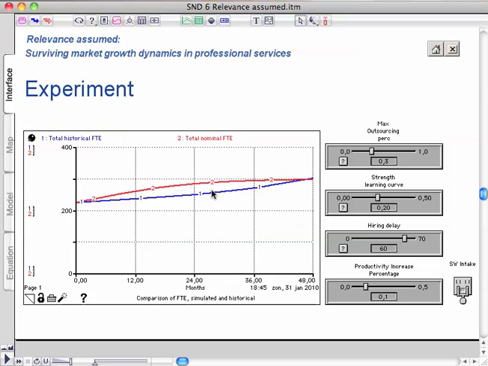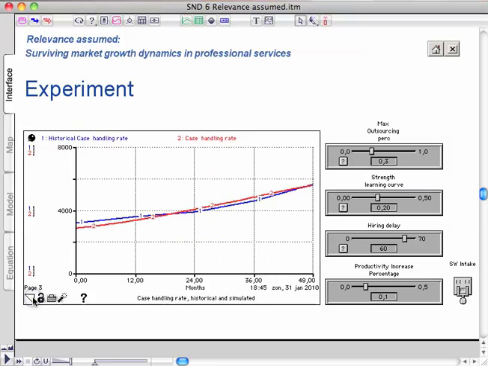Also the historical FTE, the blue line, with the red line, which is the total nominal FTE. Somehow, historically, there has been an even more restrained hiring policy than there is in the model. But there is a nice fit there as well, and also with the case handling rate. So the model nicely mimics what happened in time on these overall indicators.